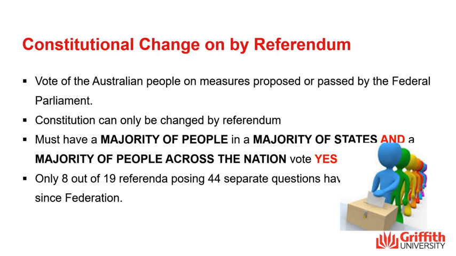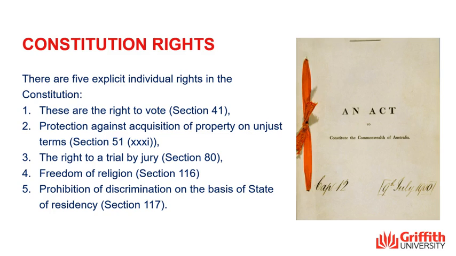Unsuccessful referendums have included a 1951 referendum which asked to make laws about communism and communists. In 1999, a referendum which asked whether Australia should become a republic. And how the Constitution is interpreted has also changed and evolved, even without a referendum. These changes have occurred under our existing Constitution and have been brought about by High Court of Australia decisions.